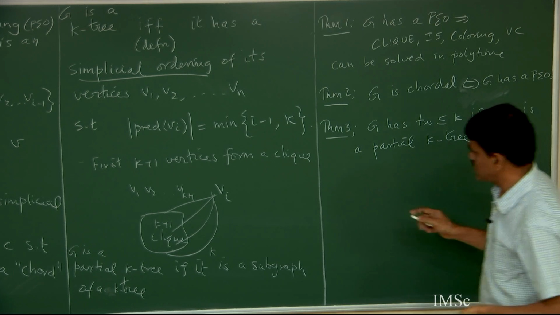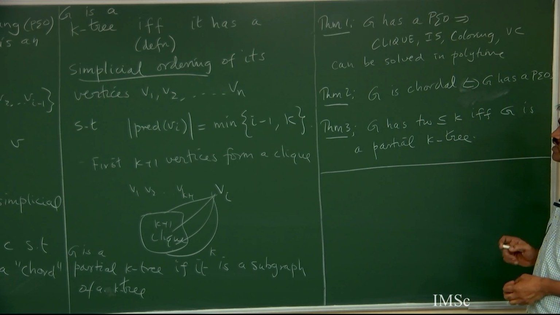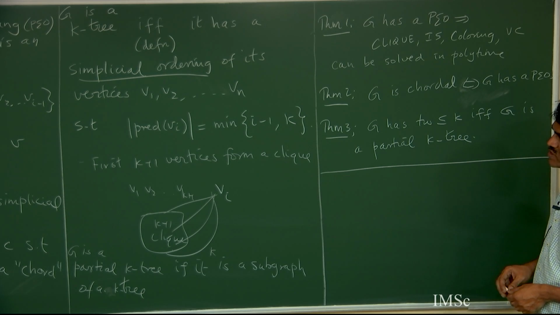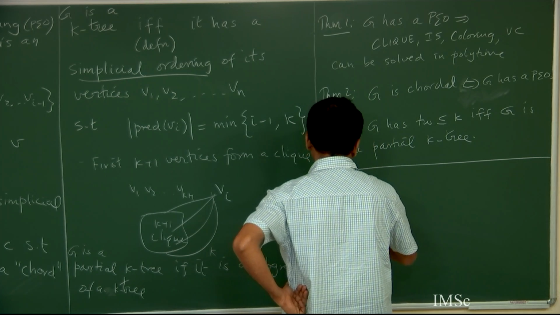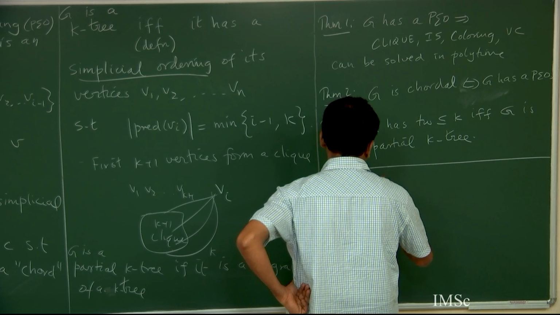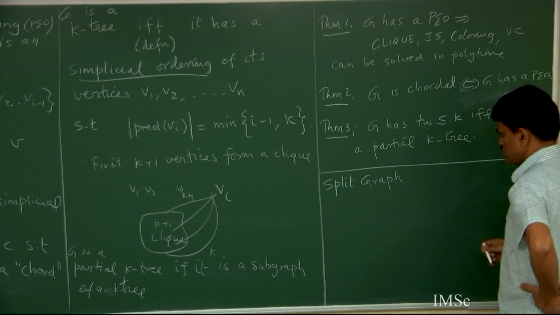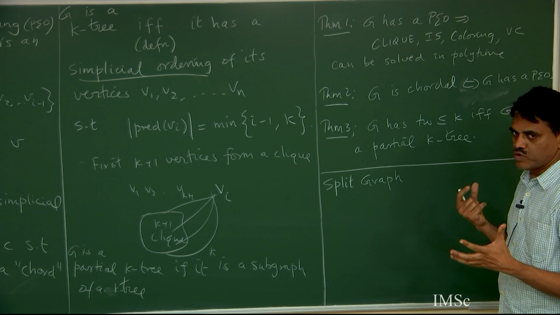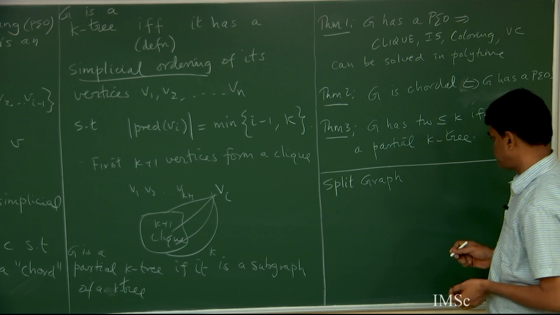Okay, and then let me also just use this chance to introduce some special subclasses of chordal graphs, which are again very well studied. Split graphs. So, what is a split graph? You can partition the vertex set into two parts. One induces a clique and the other induces an independent set.